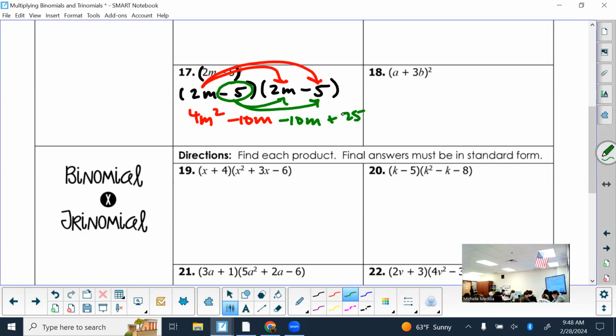I don't know what I said, but I'll take it. Anyway, this is what I have. Then I combine like terms, my middle terms, negative 10m plus negative 10m is negative 20m again. That's what you would have had for 17.